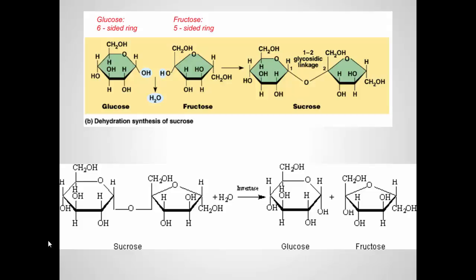We look at a couple other examples. Again, this is dehydration synthesis of sucrose. It's made of a glucose molecule bonded to a fructose molecule. Again, six-sided sugar, and the five-sided sugar is fructose. We remove the water, we remove this hydroxide and this hydrogen, and they get bonded together at this oxygen. And now we have sucrose. We have that connection, and these are bonded together.